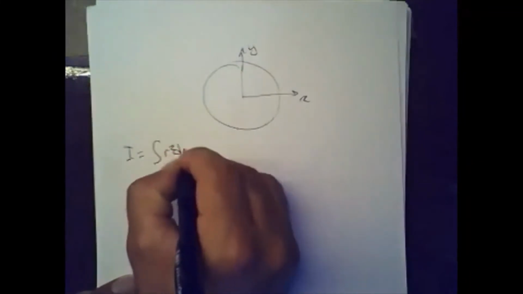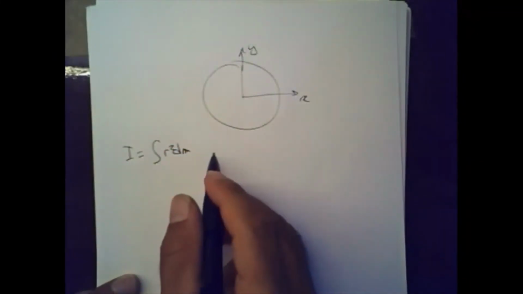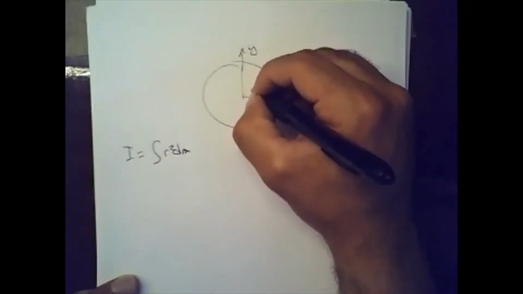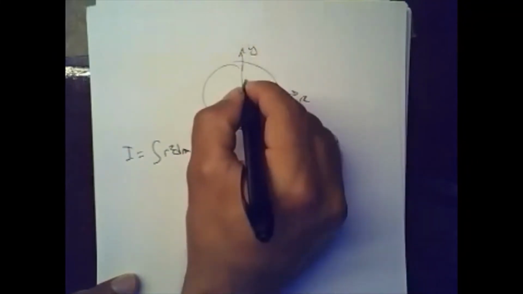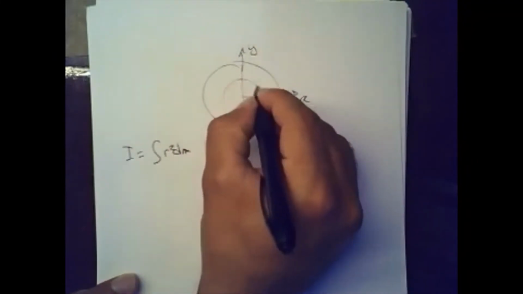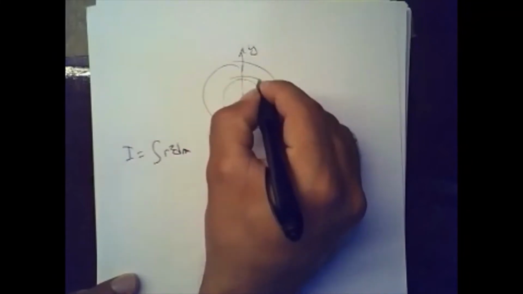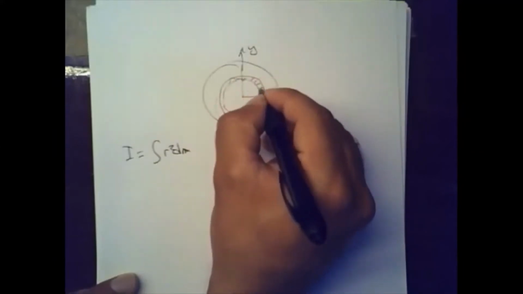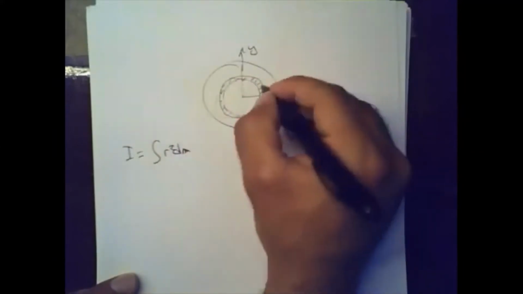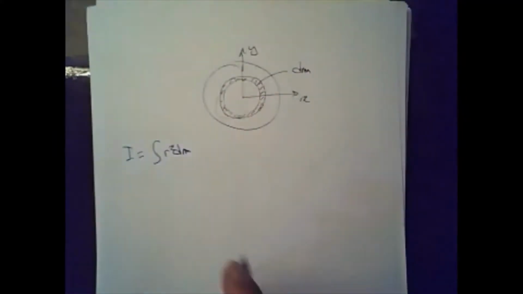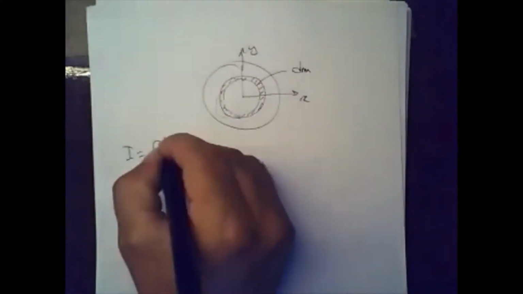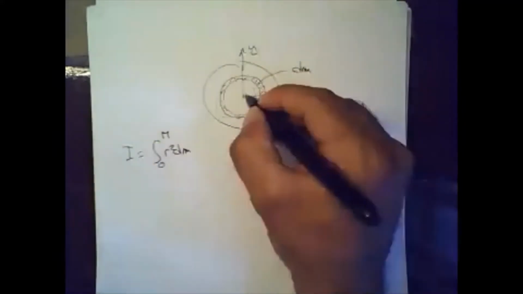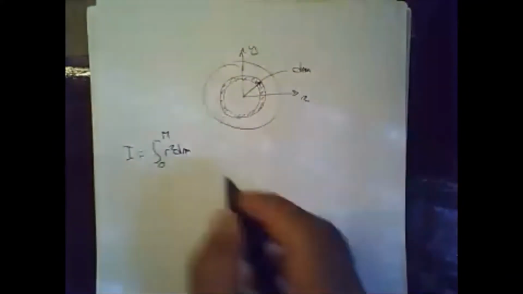I is equal to the integral of r squared dm. So I have to take a unit element. Let's say you have a unit element which is a ring on the disk. Okay, so let's say this is your dm. I need to integrate this from 0 to the whole mass m. So here essentially my radius is going to change.